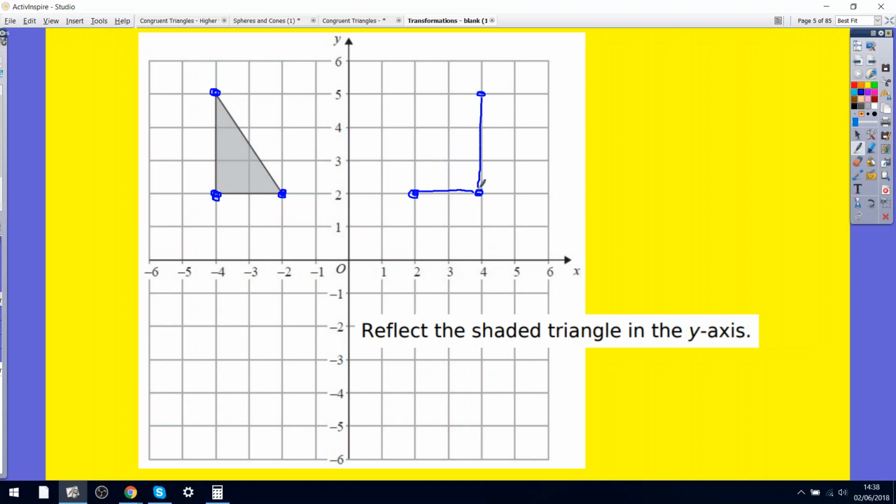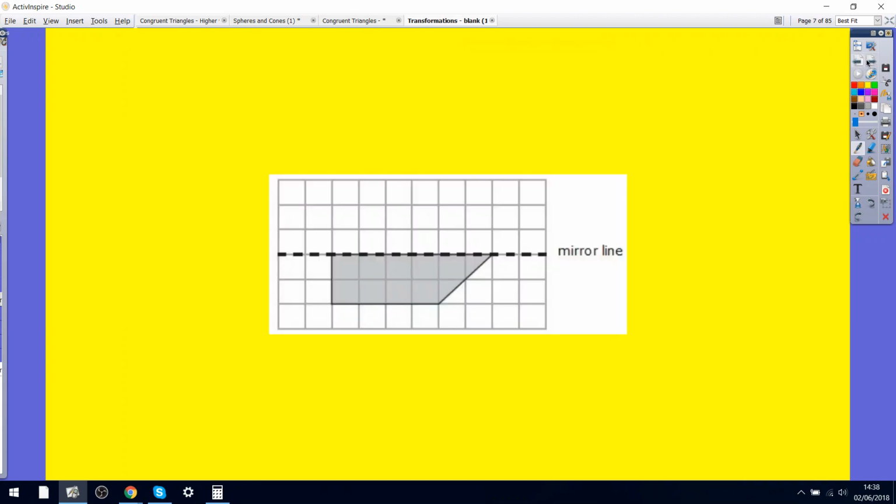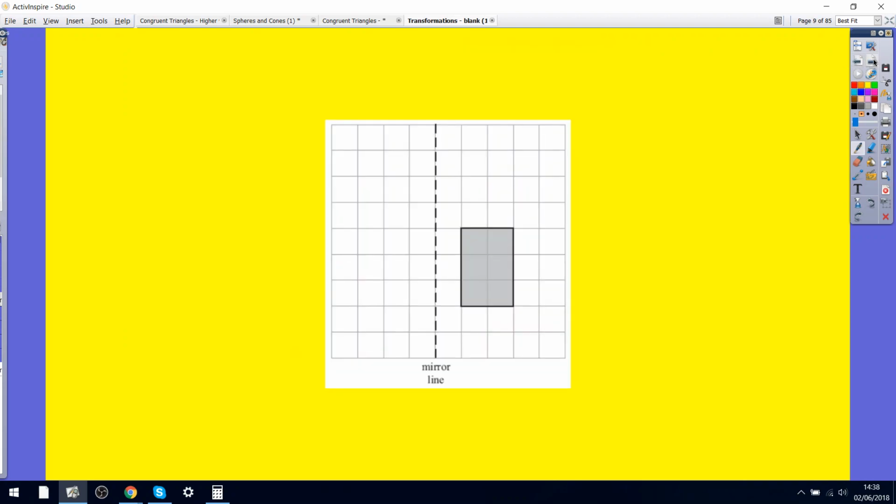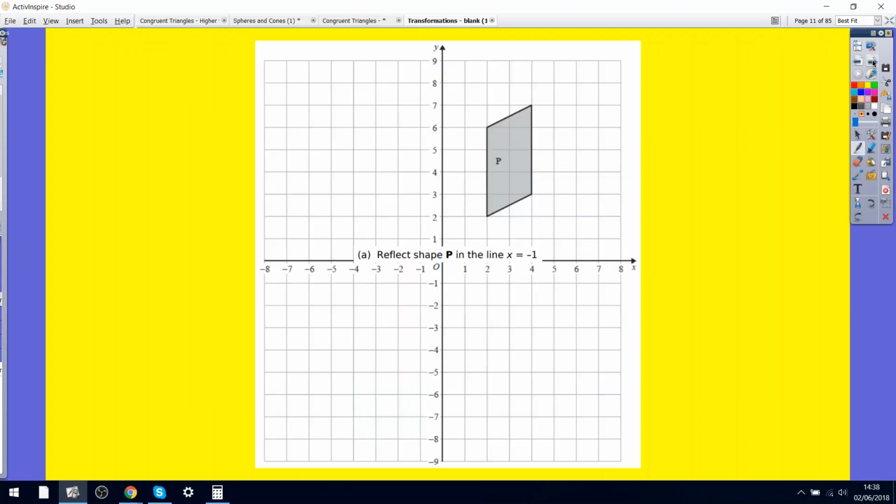So y-axis, you reflect it that way. If they want x-axis, it would be reflected down here, something like that. But anyway, they don't want that. That's the same, more sides, but it's the same idea. How would you do this one?